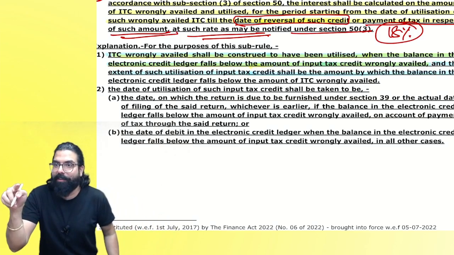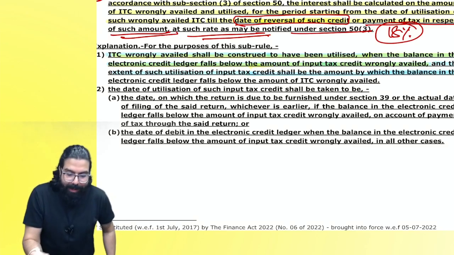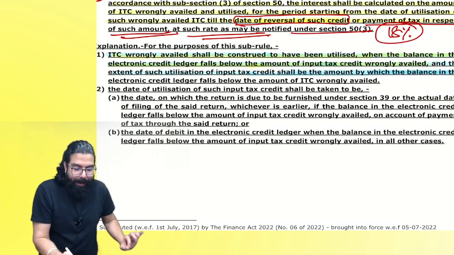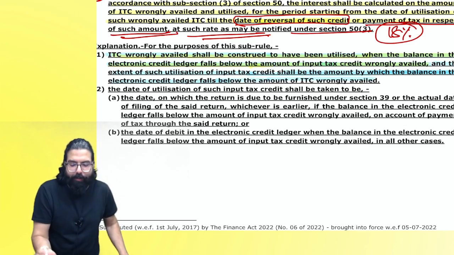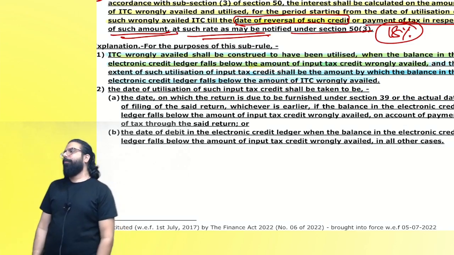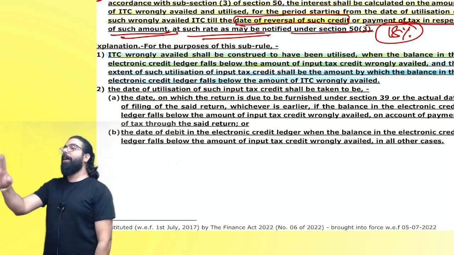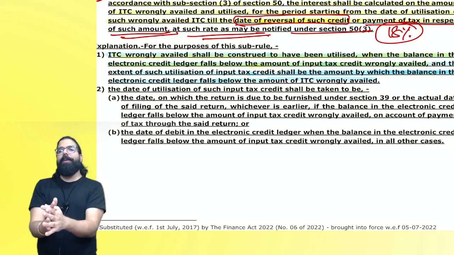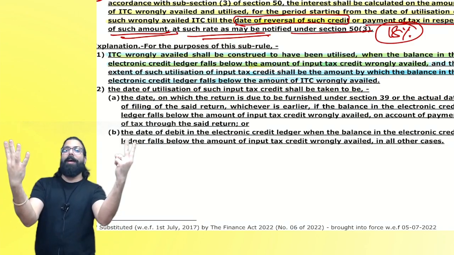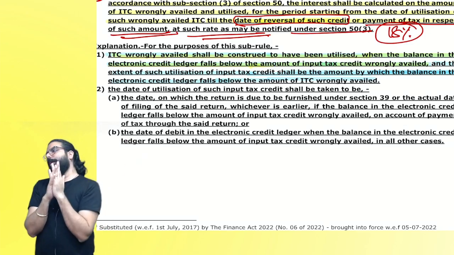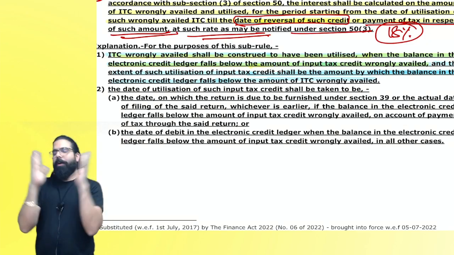What is the extent of utilization? It shall be the amount by which the balance in the e-credit ledger falls below the amount of ITC wrongly availed. How much is utilized? 6 lakh wrongly availed. 4 lakh used, 2 lakh is the balance. How much is utilized? Clear, everyone? 100% got it. Chalo, next.